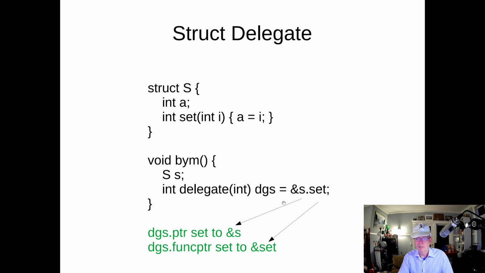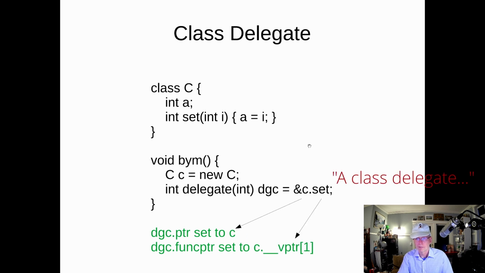So address of s gets set to the pointer member, and set turns into the address of the set to set the function pointer. Delegate is almost the same, but as is usual with classes, there's a step up in complexity. Everything is the same except the address of the function.